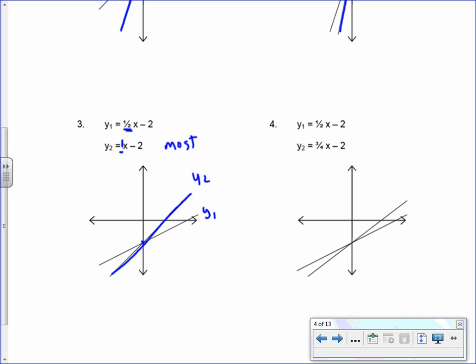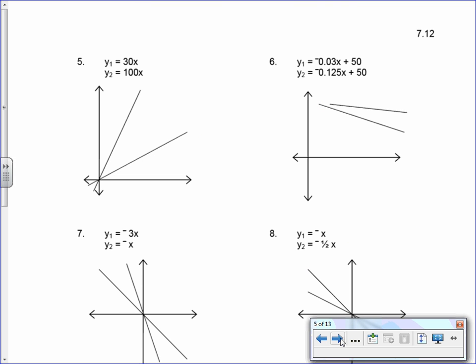And number 4, we have a slope of 1/2 and 3/4. You might think about the decimals. That helps you. Which one is bigger, 3/4 or 1/2? And the bigger one here is 3/4. And the steeper line is the one I'm tracing in blue. So that one's y2, and the least steep one is y1. Okay.